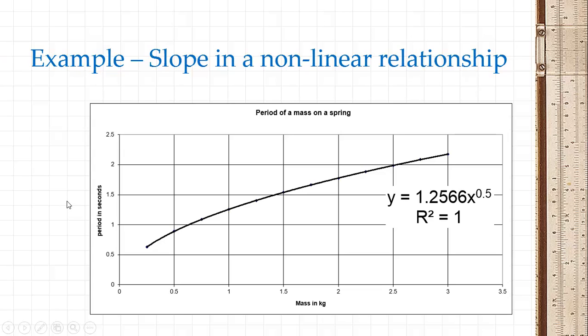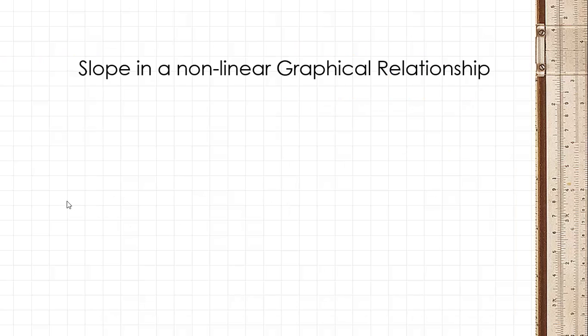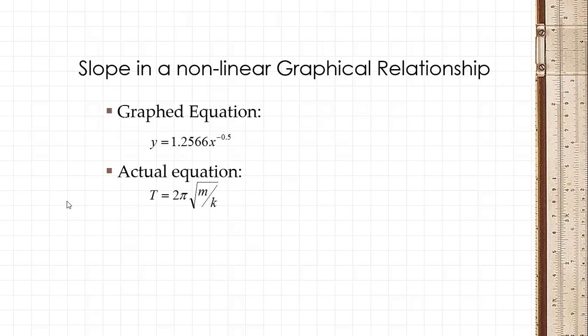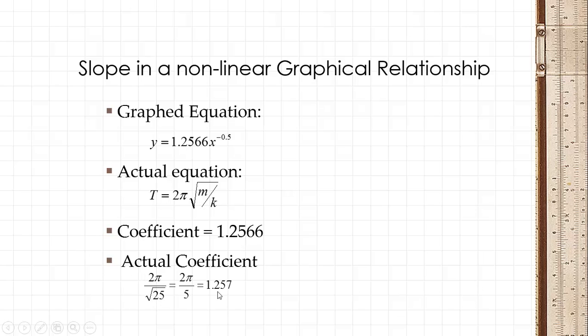Now let's look at a root relationship function and see how we did in terms of our information. The graphed equation was 1.2566 times x to the 0.5. The actual equation is t equals 2 pi times the square root of m over k. The coefficient I got from the equation is 1.2566, and 2 pi over the square root of 25 is 1.257. So if you look, you'll see the coefficient is very, very close to the equation. So again, here the slope is actually telling us something about what the equation looks like and what the coefficients in the equation might look like.